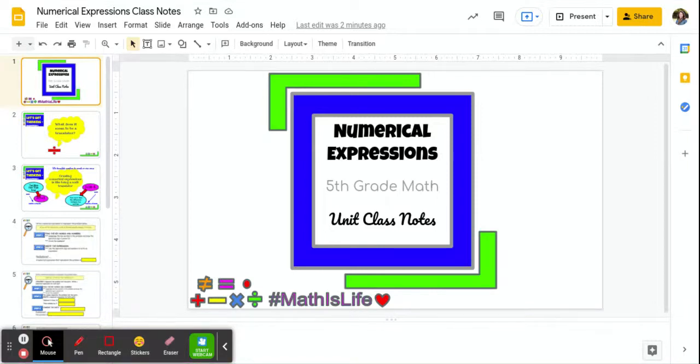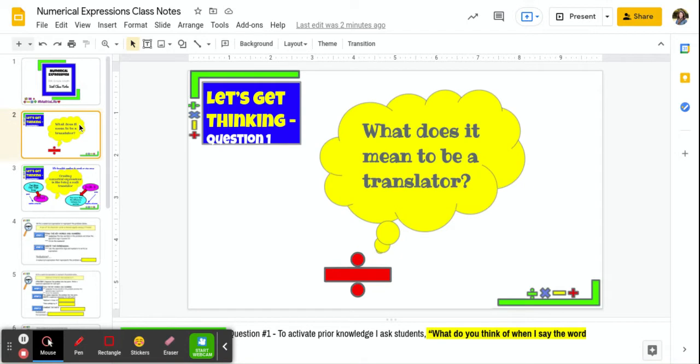We are thinking about our next unit of math, which is numerical expressions. So the first thing that I want us to do in our class notes, and you are clicking along to the slide that I am on, is to go to slide 2.